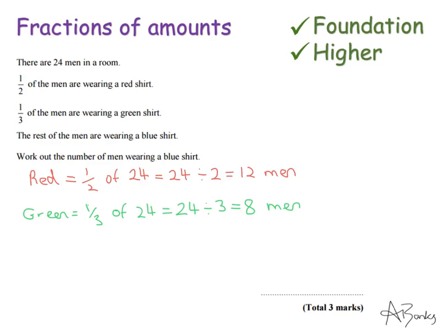So to work out the number of men wearing a blue shirt, it says the rest of the men are wearing a blue shirt. So if I take my total amount of men, which is 24, and take away the number of men wearing a red shirt, which is 12, and also take away the number of men wearing a green shirt, which is 8. So if I do 24, take away 12, take away 8, I get 4. So there must be 4 men wearing a blue shirt.